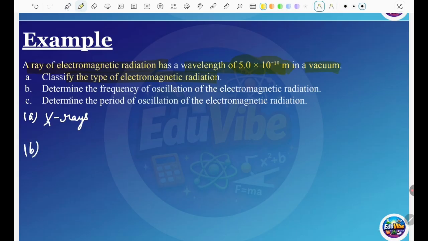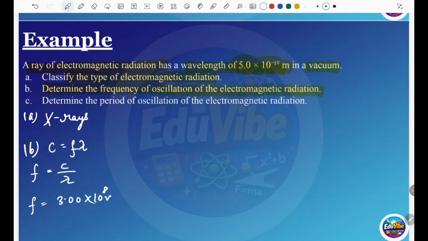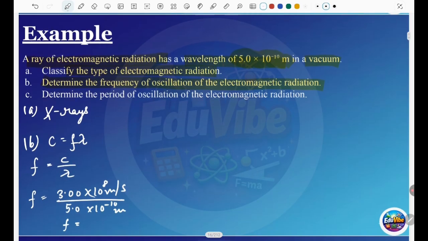For B, determine the frequency of the electromagnetic radiation. We have to find the frequency. We have the wavelength, and we also have the formula c equals f times wavelength. So from here, I have to find the frequency, which is c upon wavelength. c is 3.00 times 10 raised to power 8 meters per second divided by 5.0 times 10 raised to power minus 10 meters. So what's the frequency you get? You get about 6.0 times 10 raised to power 17 hertz. So this is your frequency.